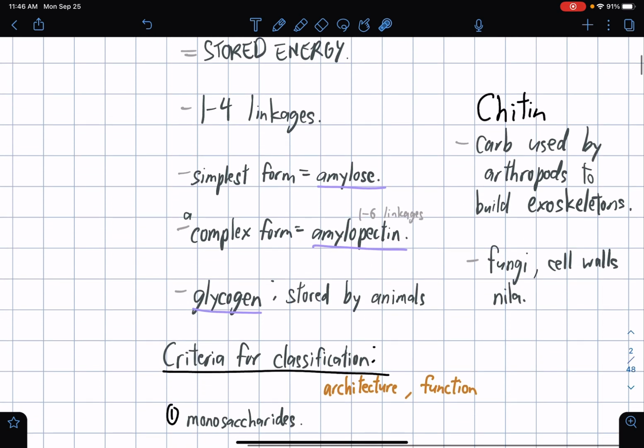So chitin is a carbohydrate used by arthropods to build their exoskeletons. And chitin is also a material used for the cell walls of fungi.